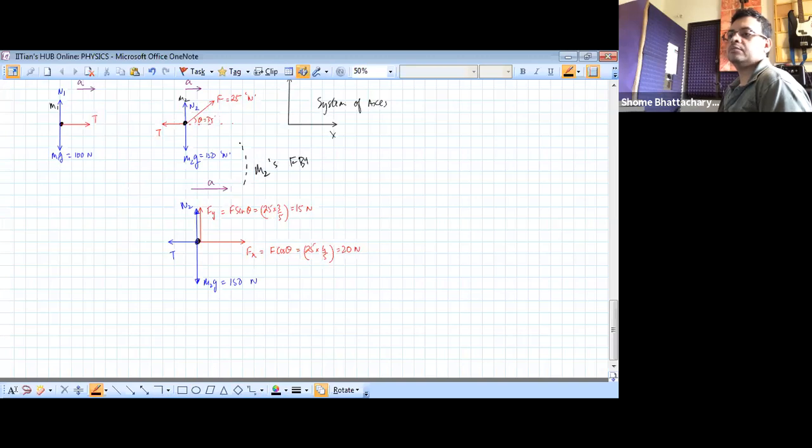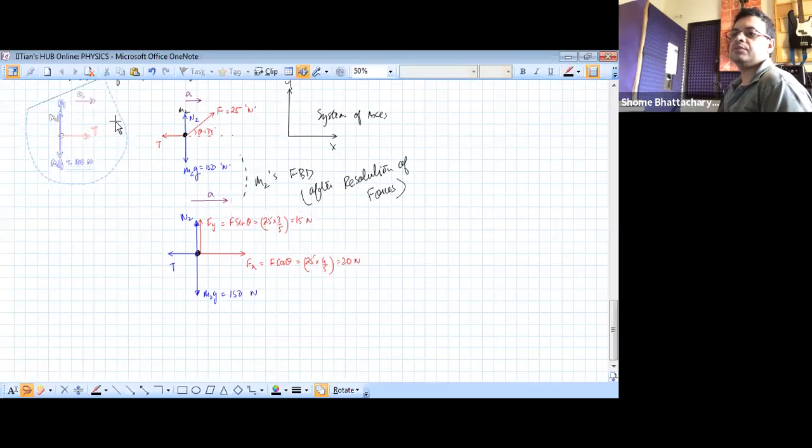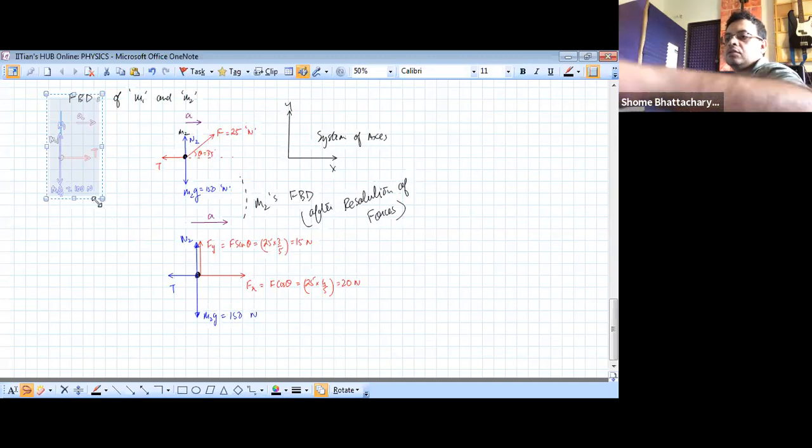This is M2's free body diagram after resolution of forces. In this case, there's only one force which had to be resolved, but anyway. M1 we don't need to resolve. We can keep the FBD the way it is. So M1's FBD we'll just keep the way it is.